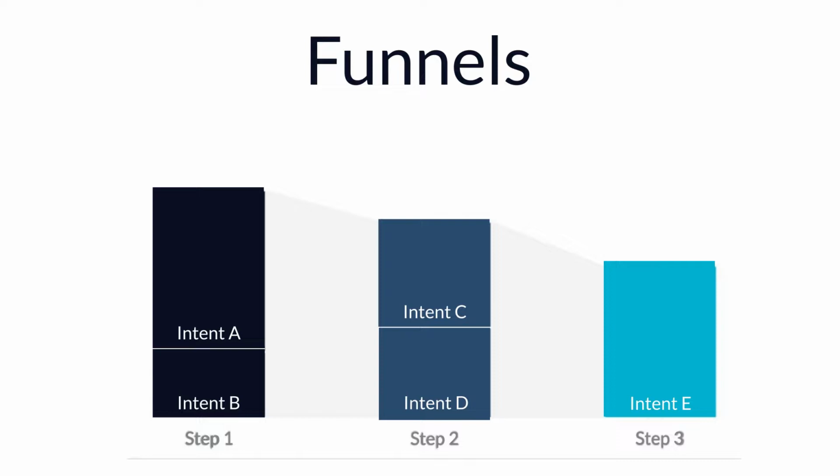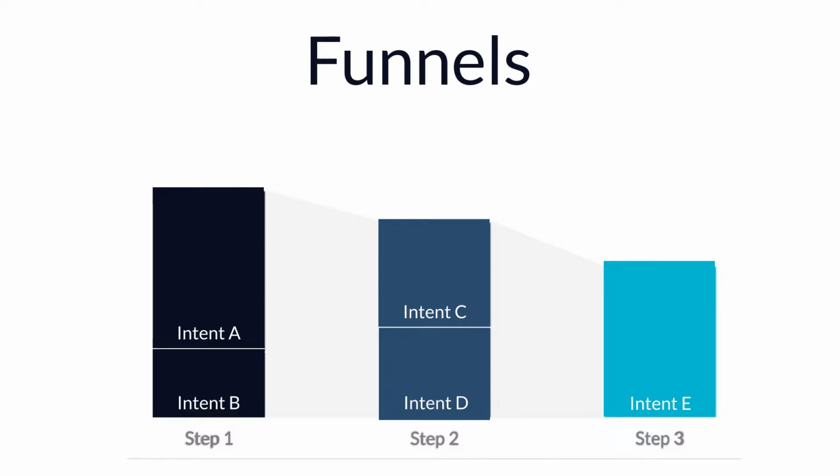Let me give you an example. This funnel contains 3 steps. Step 1 contains the intents intent A and intent B. Step 2 contains the intents C and D. And step 3 contains only the intent E. If several intents are together in one step, these are either or. That means you only need to hit one of them to go through the funnel.